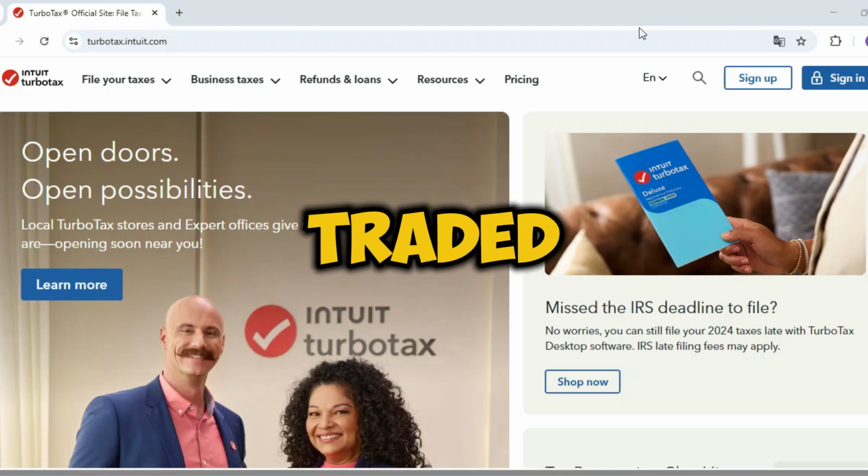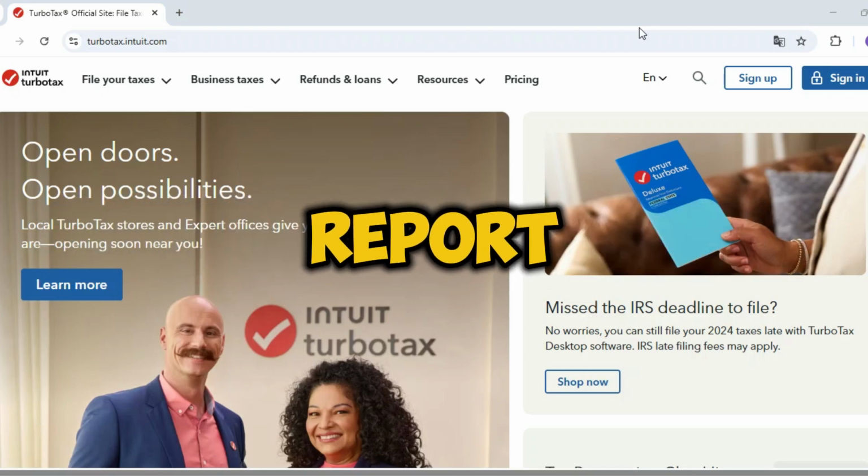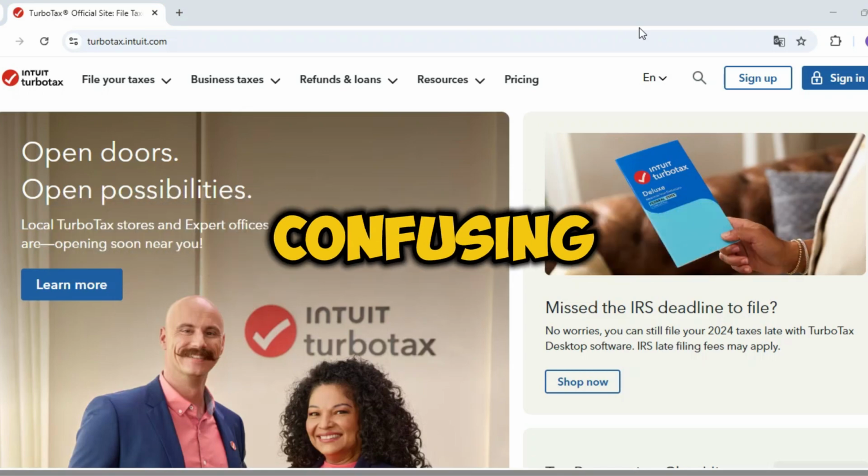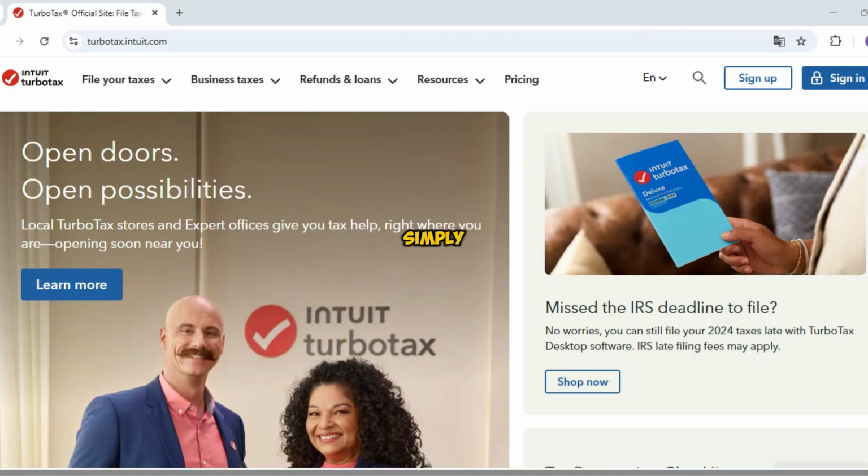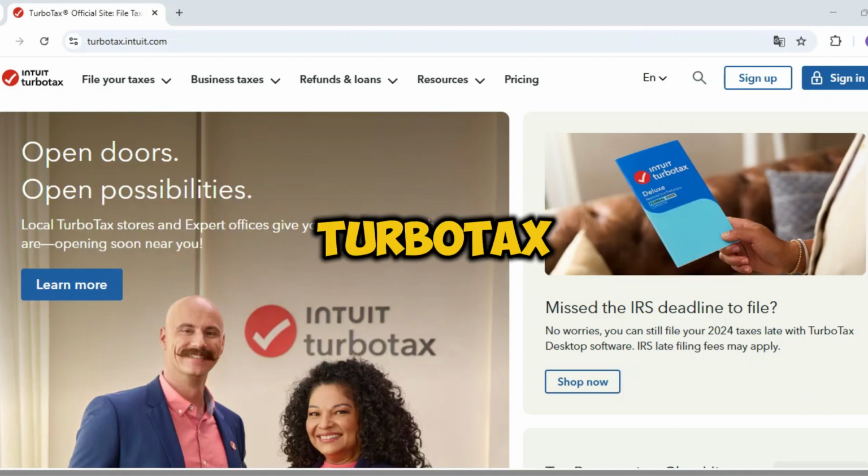Bought, sold, or traded cryptocurrency this year and not sure how to report it? If the tax rules for crypto feel confusing, you're not alone. Today, we're simply reporting cryptocurrency transactions in TurboTax.